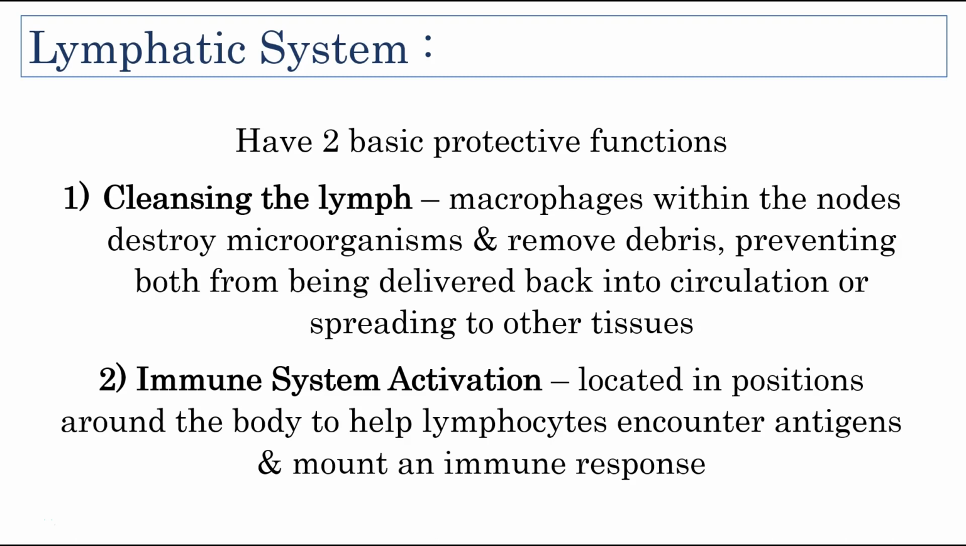So two basic protective functions: cleansing the lymph. We just talked about that. There will be macrophages hanging out there. There will be extra enzymes ready to destroy microorganisms. There will be white blood cells ready to phagocytize, remove any of the debris. The second is to activate the immune system. Because we have so many lymphocytes hanging out in lymphatic tissue and in lymph nodes, this is a really strategic point for them to be set up to interact with pathogens that have entered the body tissues or entered the bloodstream.